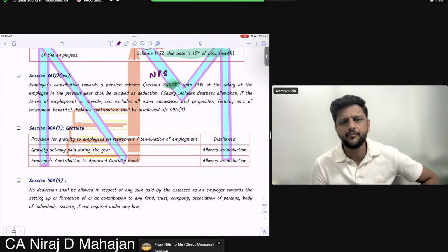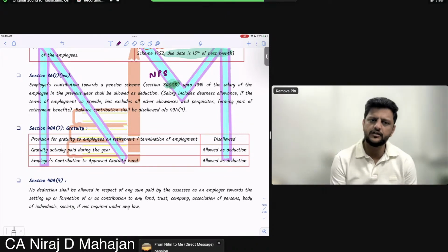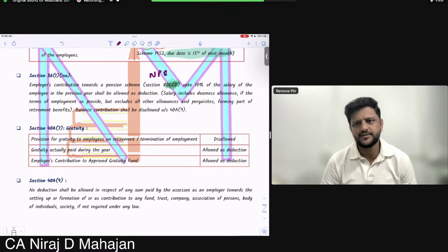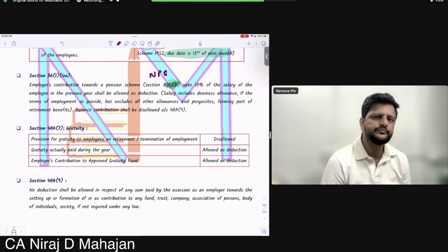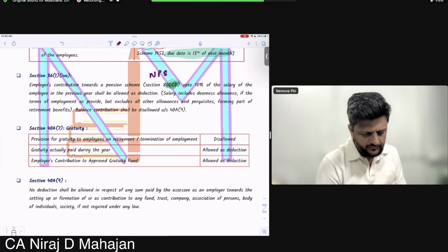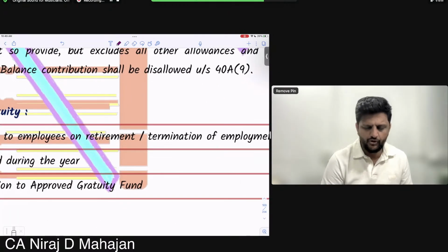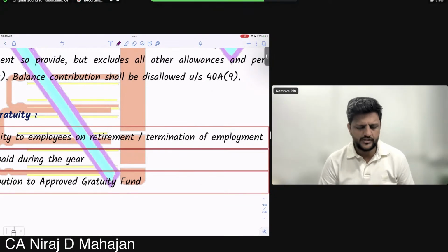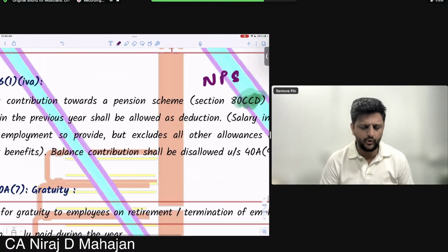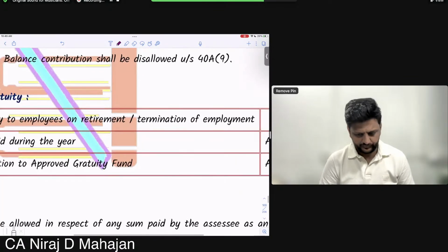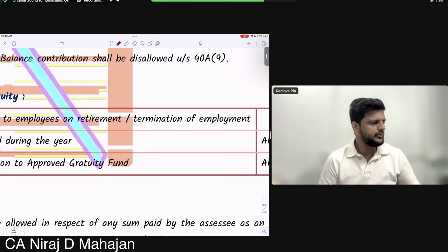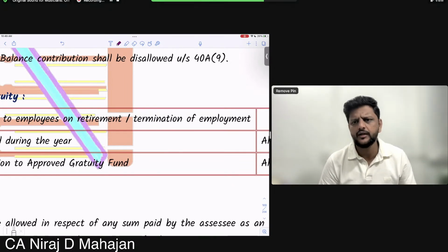Here, again, is there an upper limit or not? Now tell me, percentage wise. Yes, there is an upper limit given to us. So only up to 10% of the salary will be allowed as deduction. That means whatever is above that amount will be disallowed, children, under section 40A(9). Understood? So 36(1)(iva) says this is the amount or limit allowed as deduction. Above that, whatever is above the limit will be disallowed under section 40A(9).